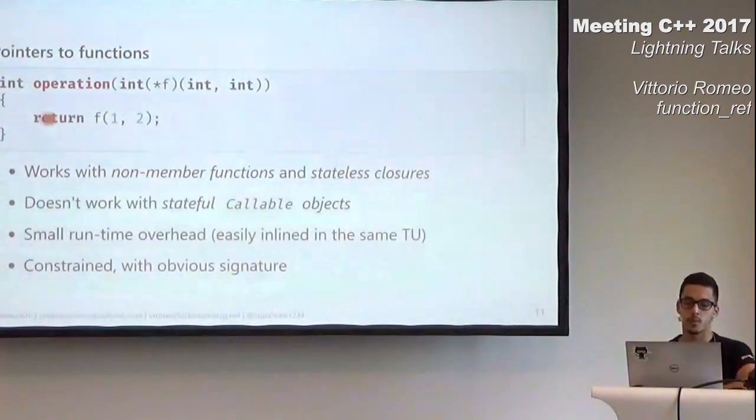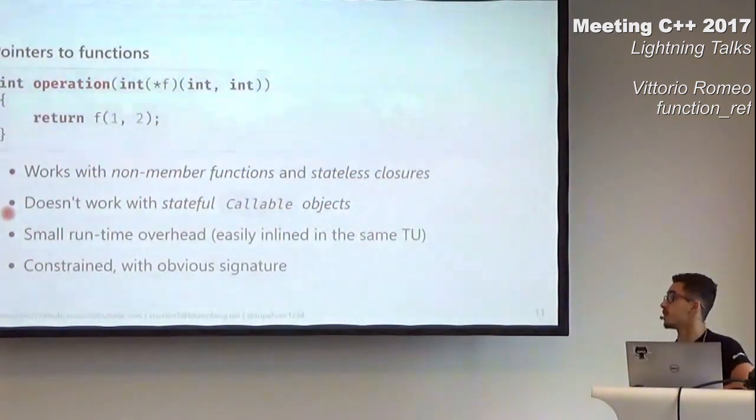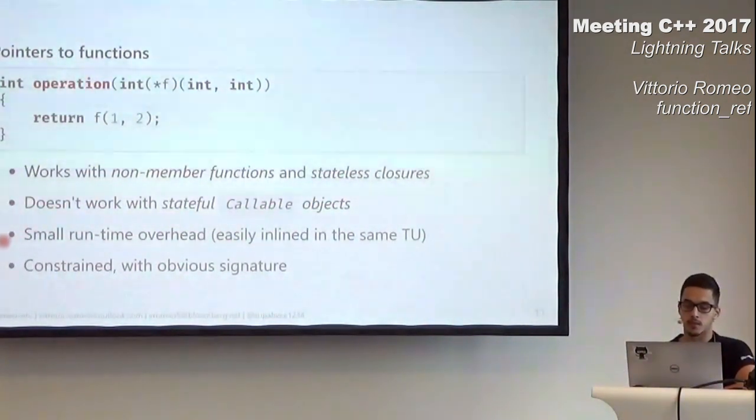So for example, operation here takes some f, which is a pointer to a function returning int and taking two ints, and then invokes it with 1 and 2. So this works with non-member functions and stateless closures, but it doesn't work with stateful callable objects. So if you have a lambda that captures something, you will not be able to pass it to this function pointer. It also has a small runtime overhead.